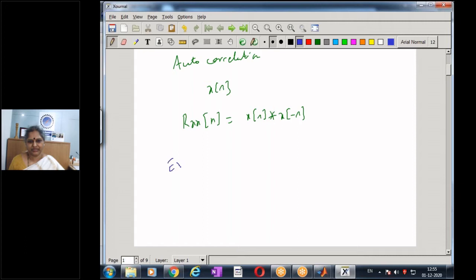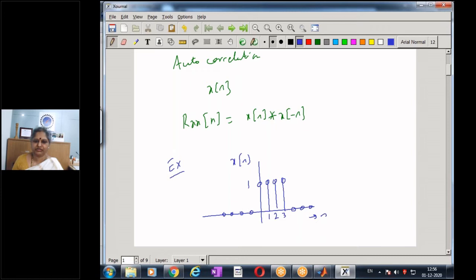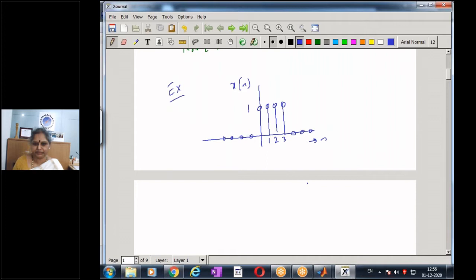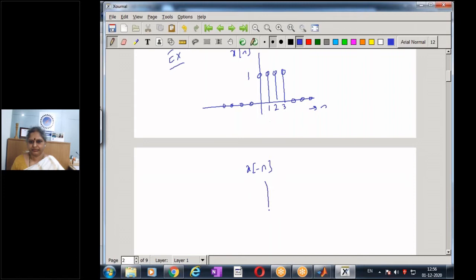Let's take a sequence x of n given by 1 for n equals 0, 1, 2, 3, and 0 otherwise. Let us say this is my signal x of n. Now I want to perform autocorrelation. So how do I perform autocorrelation? I need to first get x of minus n. What is my signal x of minus n? This is going to be 1 for minus 3, minus 2, minus 1, and 0 otherwise.